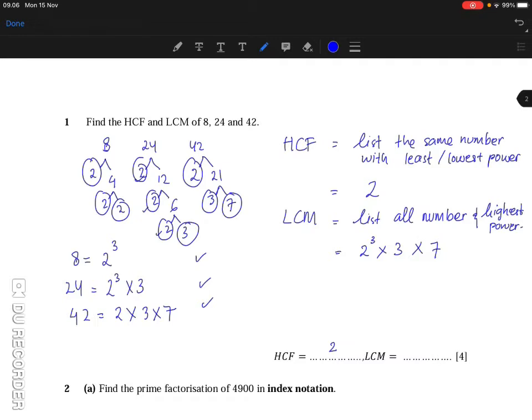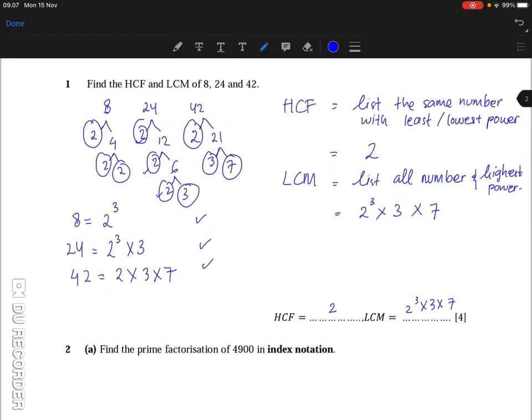And then for the 3, you don't need to worry about it because you have the same 3 there. There is no power on it. And 7, you only have 1. It means you will have 2 cube multiplied by 3 multiplied by 7. If you want to leave it in index notation, I also accept it, yeah, so you will not be wasting your time. Alright, finish for number 1.